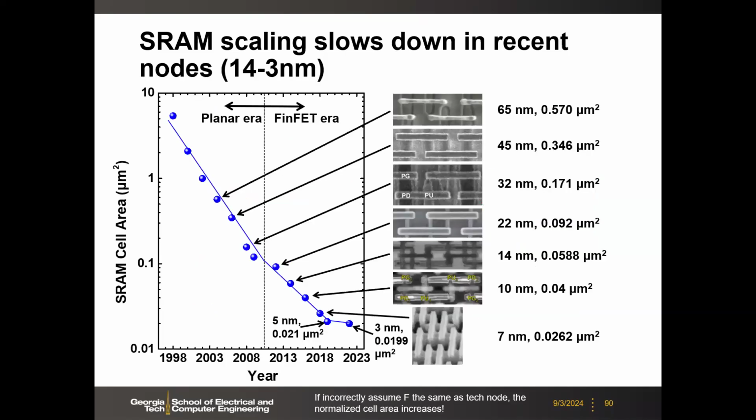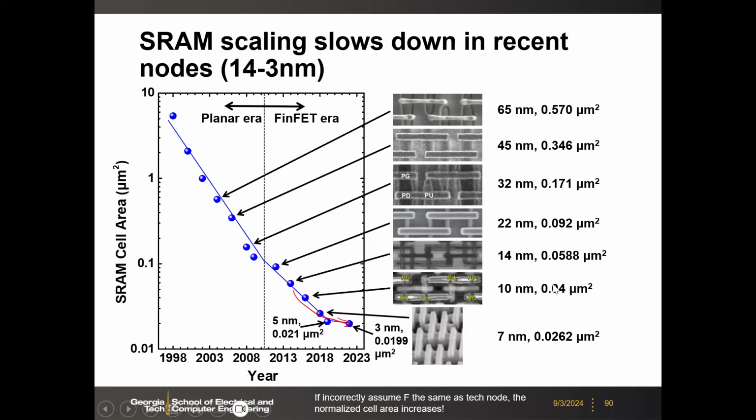So this is what I did this year. I just added a few more data points for the latest technology nodes. What I added here are the 5 nanometer and 3 nanometer nodes, and those two numbers are from TSMC, N5 and N3. So you see that it almost saturates the scaling.